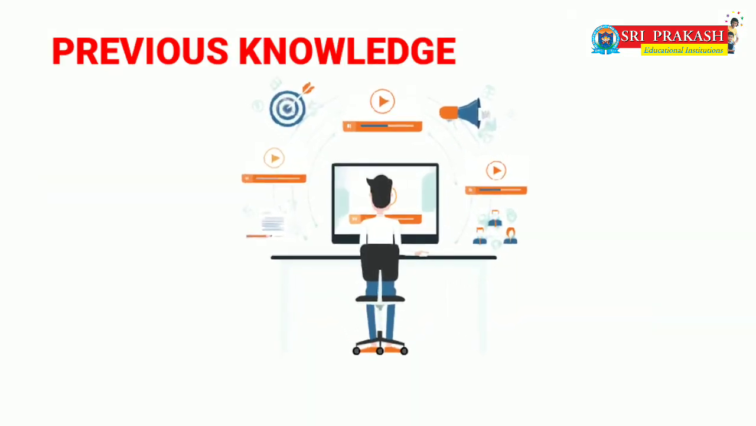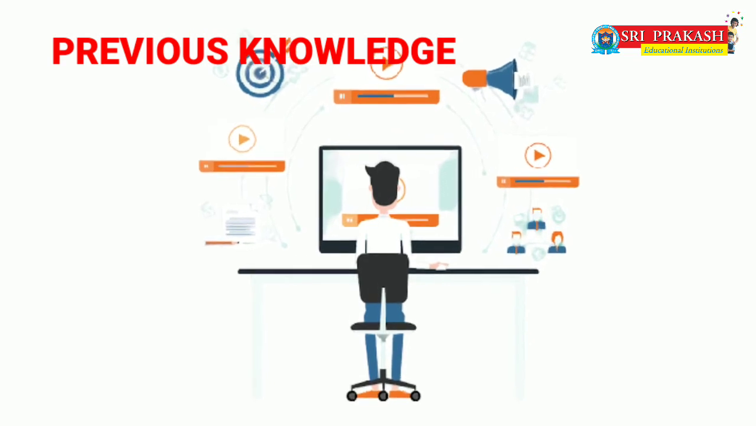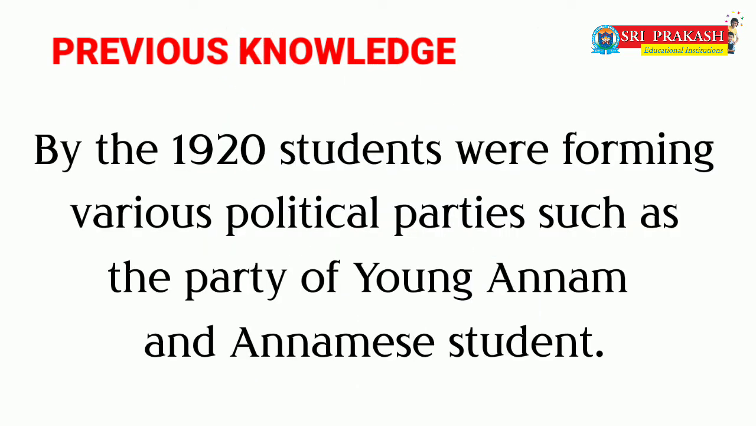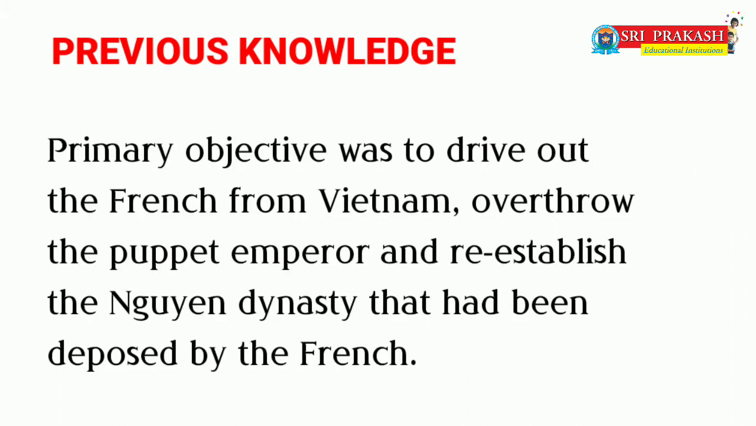Now, let us recall what we had discussed in the previous class. By the 1920s, students were forming various political parties such as the Party of Young Annam and publishing nationalist journals such as the Annamese Student. For many of the students, the primary objective was to drive out the French from Vietnam, overthrow the puppet emperor and re-establish the Nguyen dynasty that had been deposed by the French.